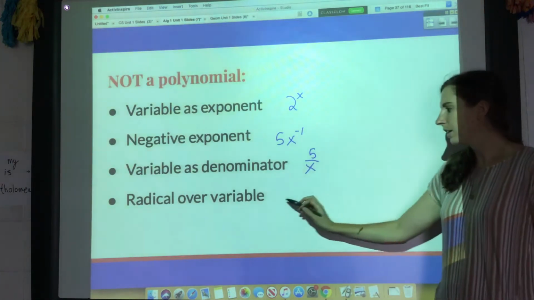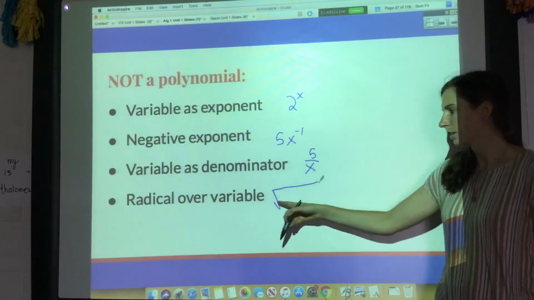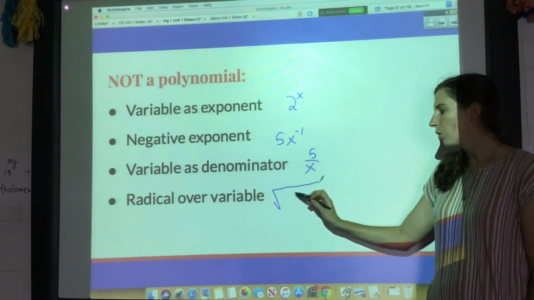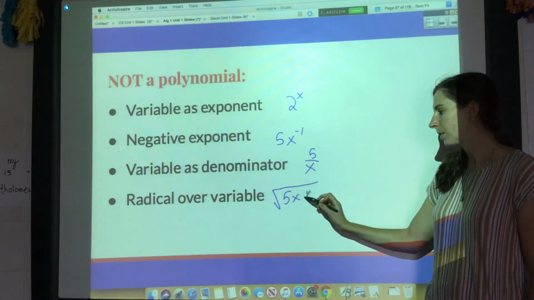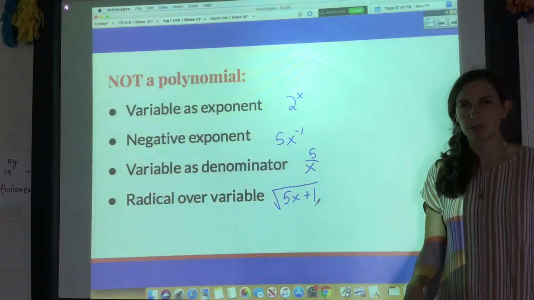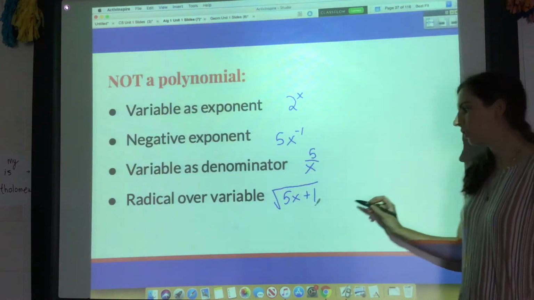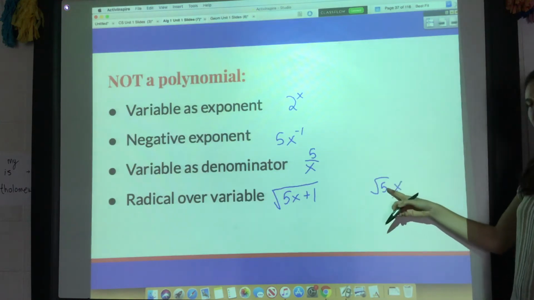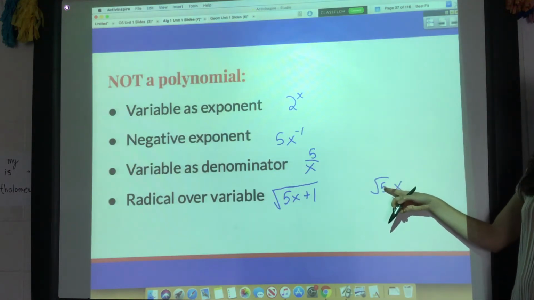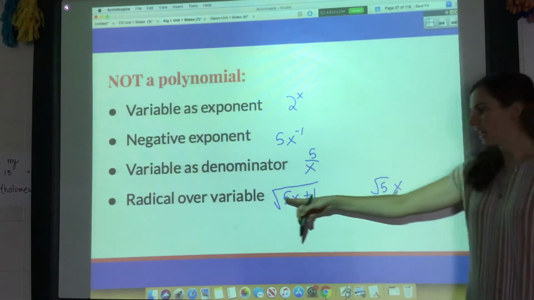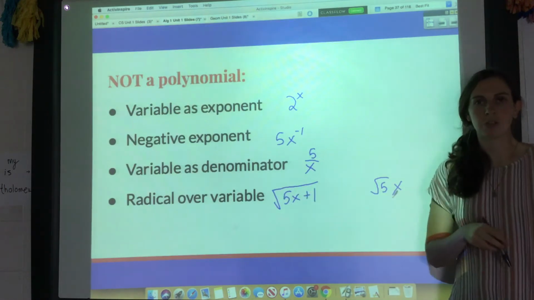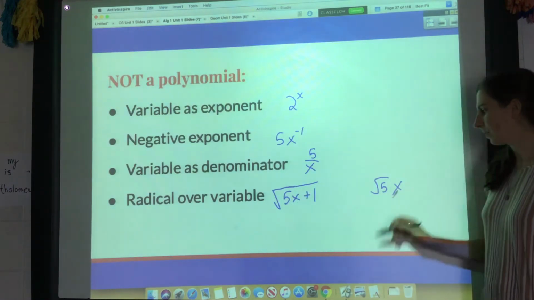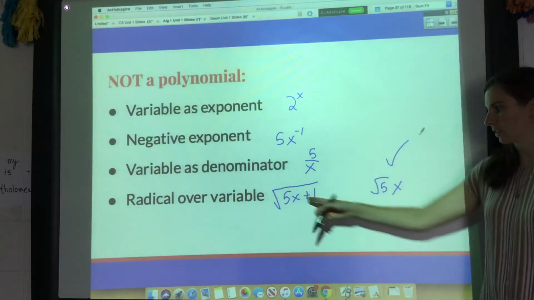And if you ever have a radical, this is a radical, over a variable, that is not a polynomial. It's okay to have a radical over a number, like this is okay, because the variable is not under the radical. But if you ever have a radical over the variable, that is not a polynomial. This one's good. That one's not.